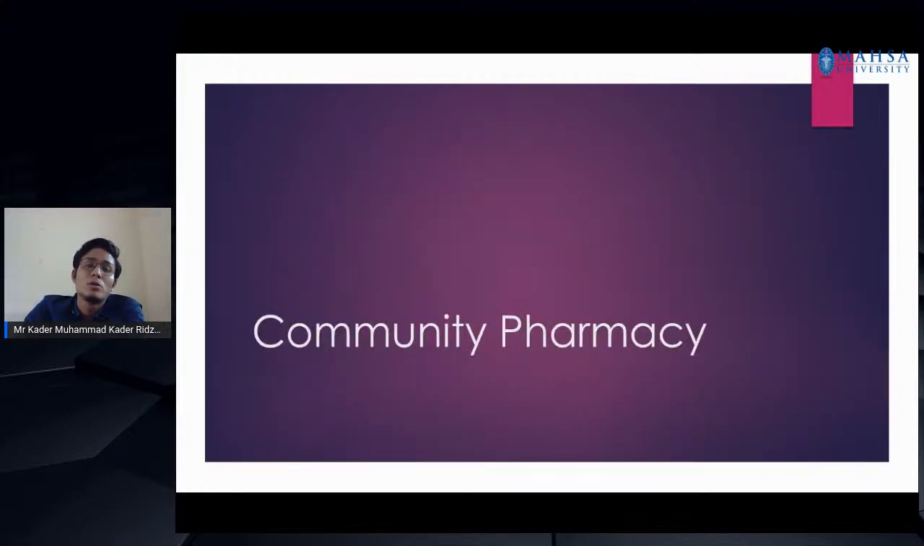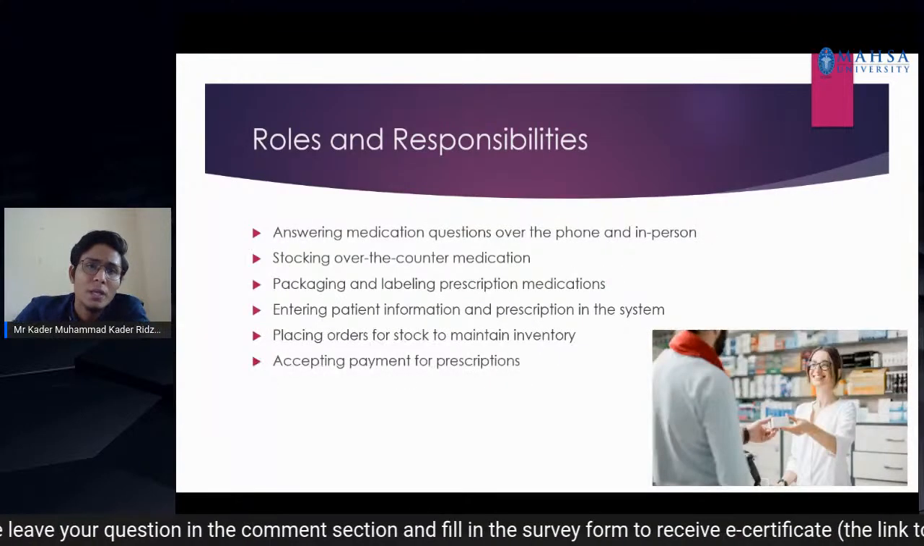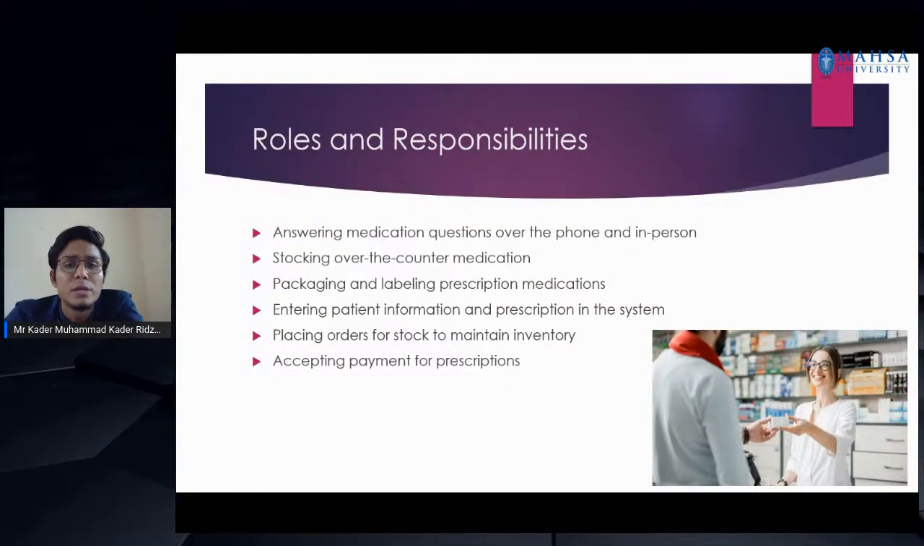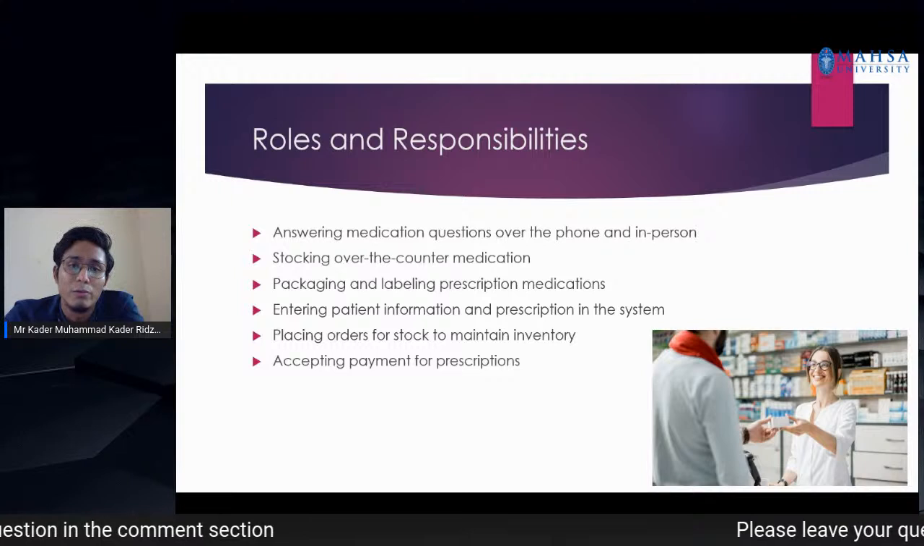Okay, so moving on to the next one, which is your community pharmacy. There are a few roles and responsibilities. Actually, if you are working in community pharmacy compared to a hospital environment, it is not much different. The difference is in community you are in a shop, obviously. In the hospital, you have more departments. In community, you only have one.